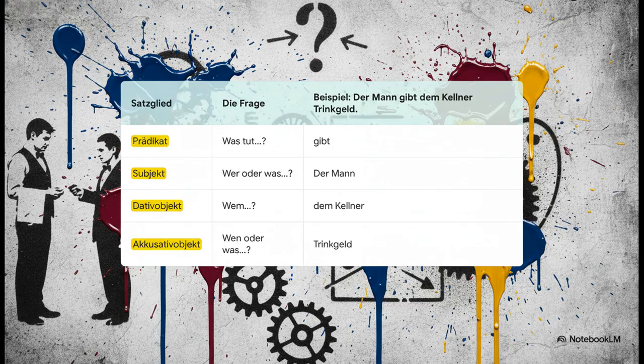Step 3, the details. Wem gibt es? To whom does he give it? Dem Kellner. That's our dative object. And wen oder was gibt er? Whom or what does he give? Trinkgeld, our accusative object. Case closed.